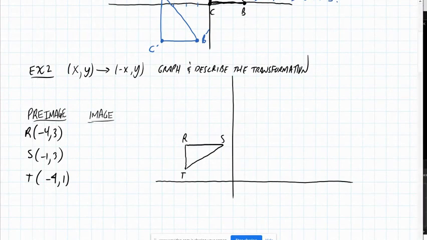Okay, now I'd like you to try example 2. For this transformation, the point x, y becomes negative x, y. So that means the x coordinate is going to be the opposite and the y coordinate is going to stay the same. So go ahead and pause your video, see if you can fill in your 3 image points, and then plot the new figure, and then see if you can write a description of what happened. Okay, so pause your video and then press play when you're ready to see the solution.